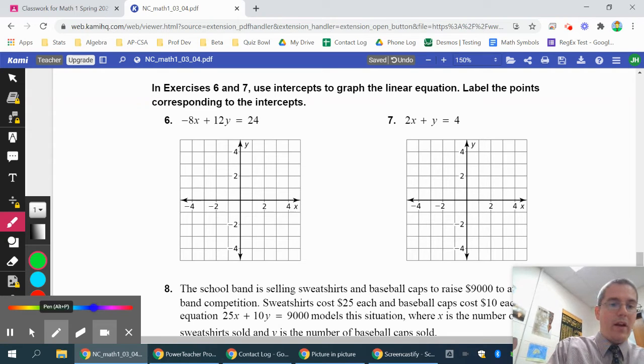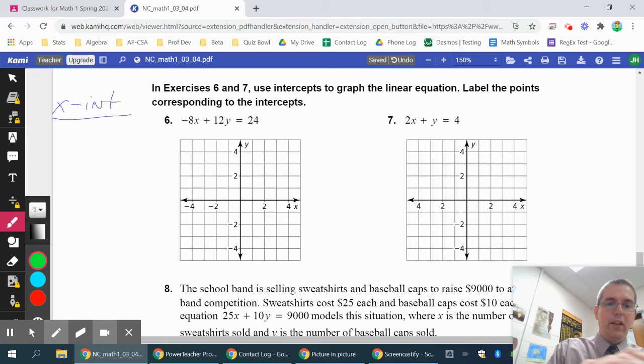So for number 6, I would start by finding the x-intercept. Remember, to find the x-intercept, you basically ignore the y variable. So I can do -8x = 24. That term with the y is gone because I'm basically letting y be 0. Then I solve for x by dividing by -8.